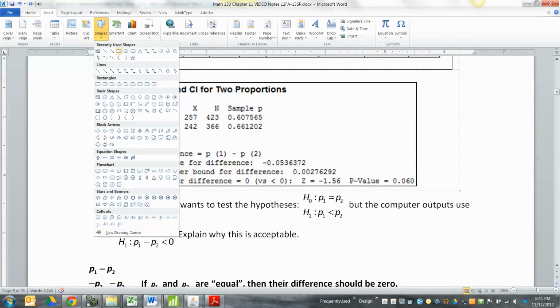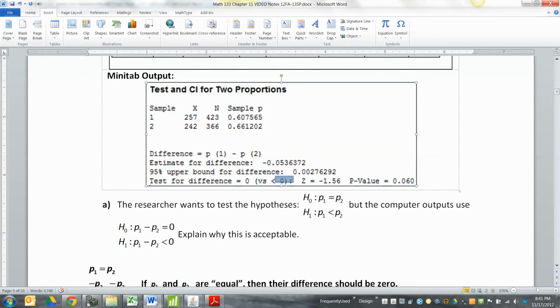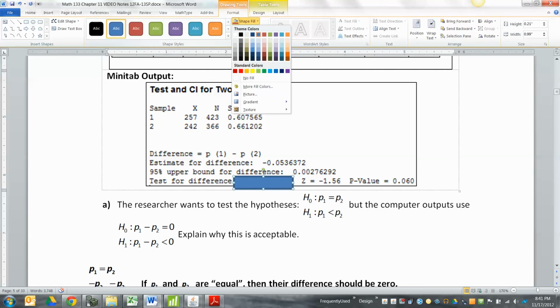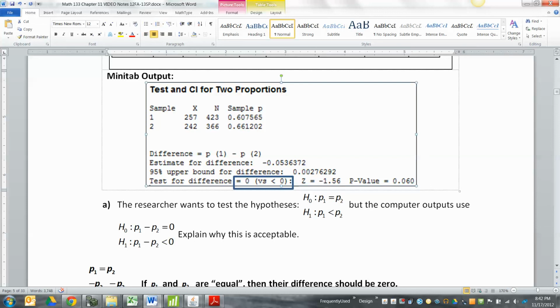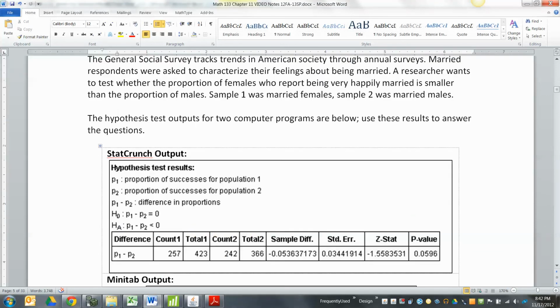It's telling you what the alternative hypothesis is right here. Actually, the null and alternative. Hold on one second. Want no fill. That way you guys can see it. Okay? So that's what they're talking about. So there's the alternative and null there, which is a little bit harder to see, excuse me, than StatCrunch, which is way easy.